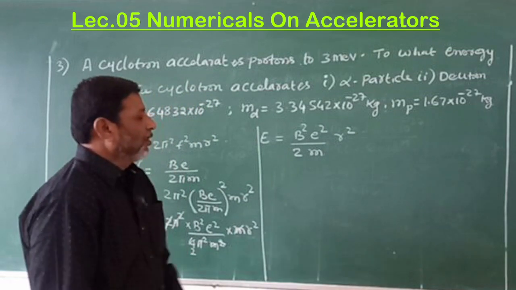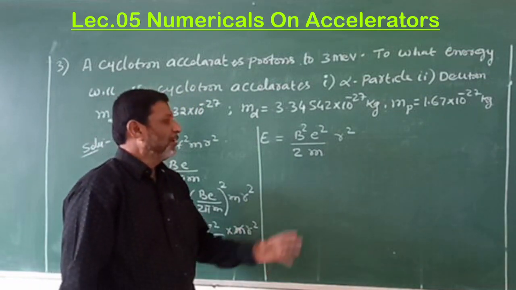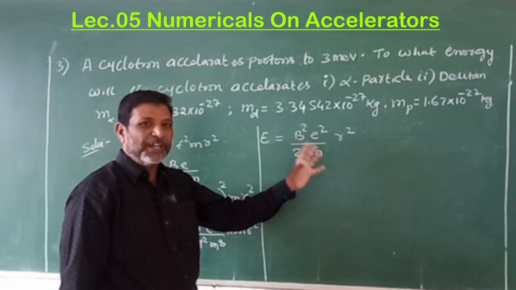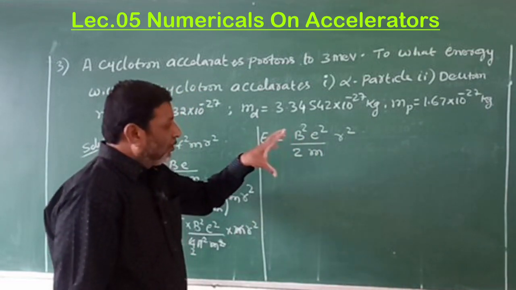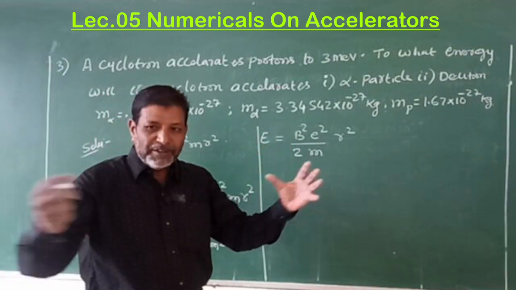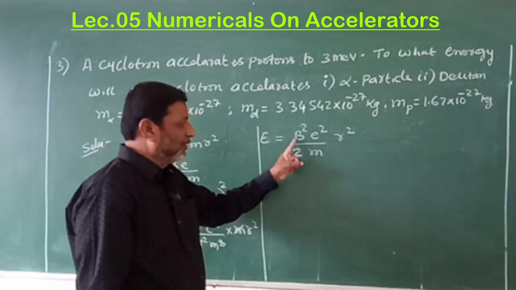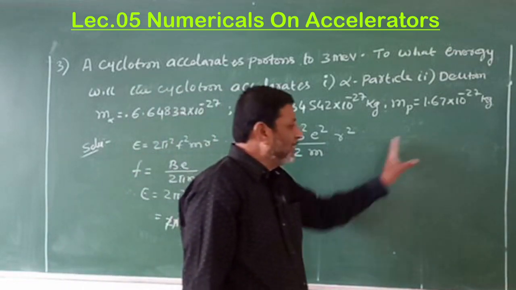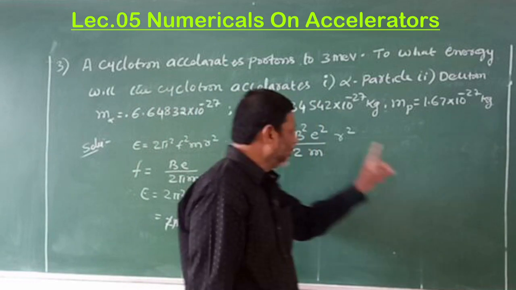Now here, for a given cyclotron, which values are constant, carefully see here. For a given cyclotron, whatever amount of magnetic field is applied is fixed, constant. And in a cyclotron, the radius of the Ds is also a constant.